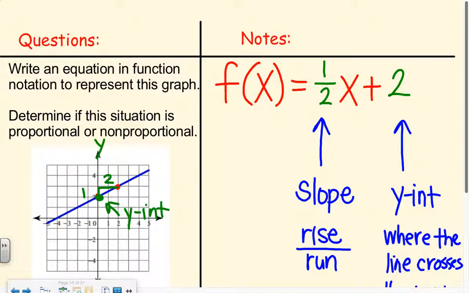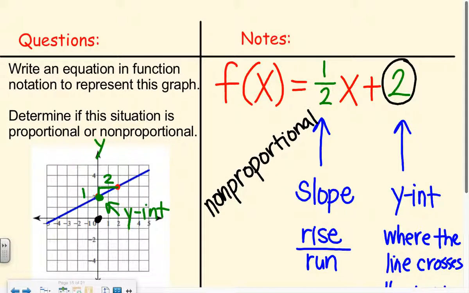The final question I have to answer is if it's proportional. Well, this one doesn't go through the origin. It doesn't go through 0, 0. So it is non-proportional. It does not go through the origin. Another way you can look is if your y-intercept is 0, it's proportional. If your y-intercept is not 0, it's non-proportional.